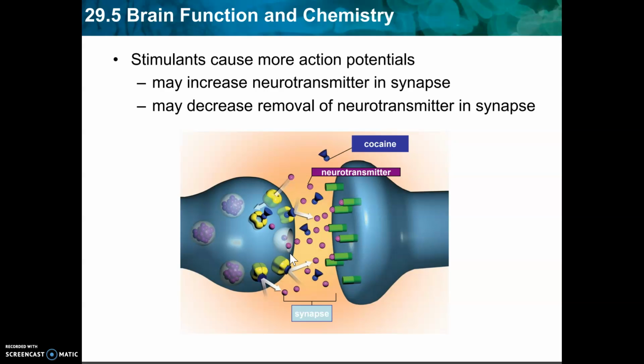Stimulants cause more action potentials. They may increase neurotransmitters in the synapse. They also may decrease removal of neurotransmitters in the synapse. The example here shows the effect of cocaine.